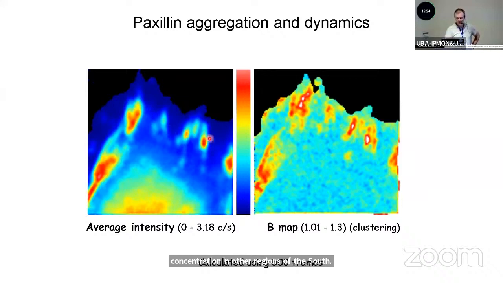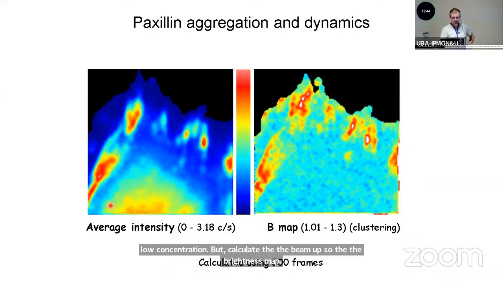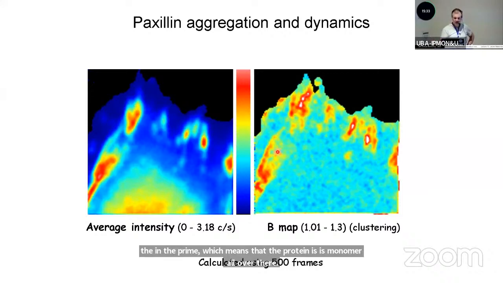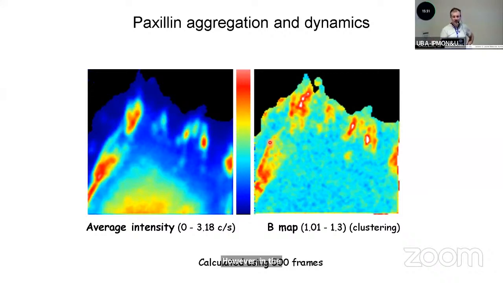And in other regions there is low concentration. But if we calculate the B map, the brightness map, we realize that all these regions where we have a huge change in intensity are flat in the brightness, which means that the protein is monomer all over there. However, in the focal adhesions, you see an increasing number of molecular brightness, which is telling us that there are some sort of oligomers.